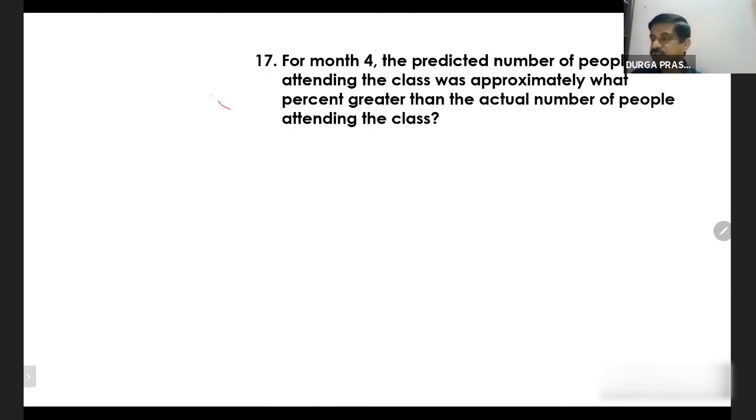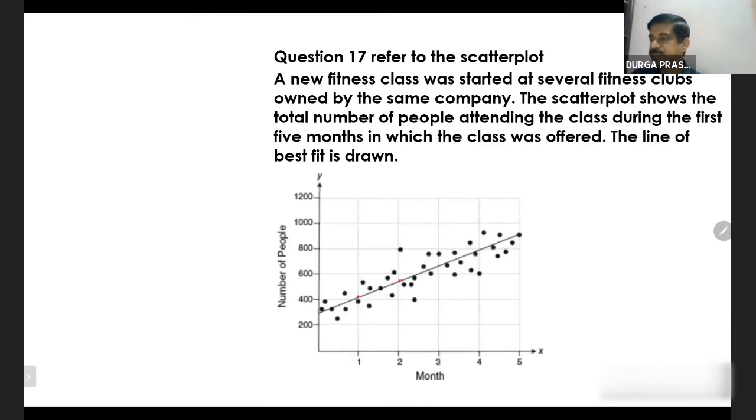So if we go to the 4th month, the predicted is this, which is approximately 800, but actually 600. So predicted is 800, actually attending are 600. The predicted value is approximate, so this may be a little different value. The actual value is exact, 600 is perfect. There is no alternative here.